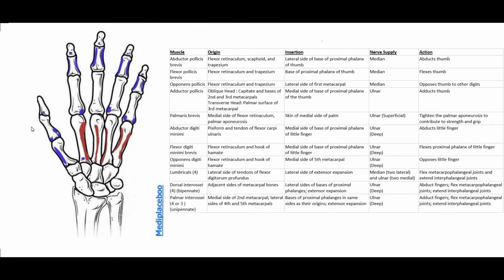Here we can take a look at the origin and the insertion of the muscles of the hand. The muscles acting on the hand can be divided into two parts, which are the extrinsic muscles and the intrinsic muscles.